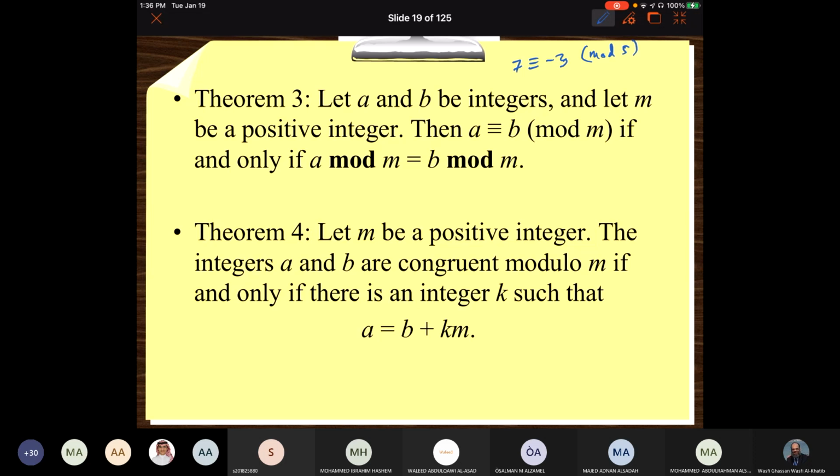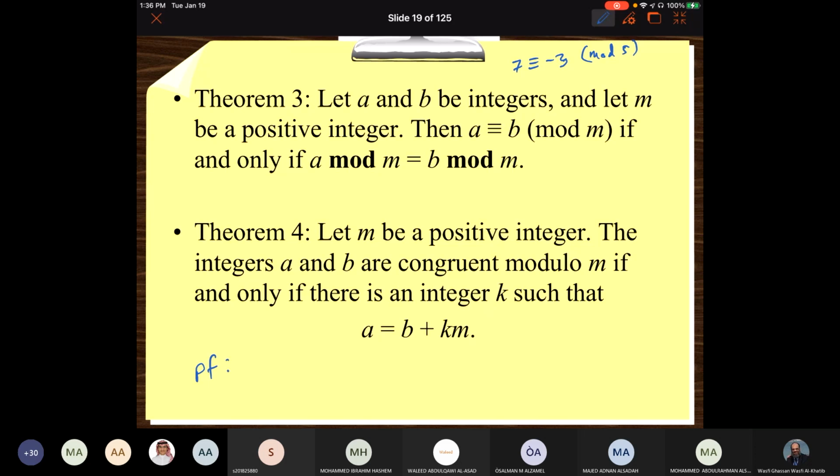Okay, theorem 4 says: let M be a positive integer. The integers A and B are congruent modulo M if and only if there is an integer K such that A is equal to B plus KM. Now, who can tell me what is the proof for theorem 4? It's very straightforward, by the way.